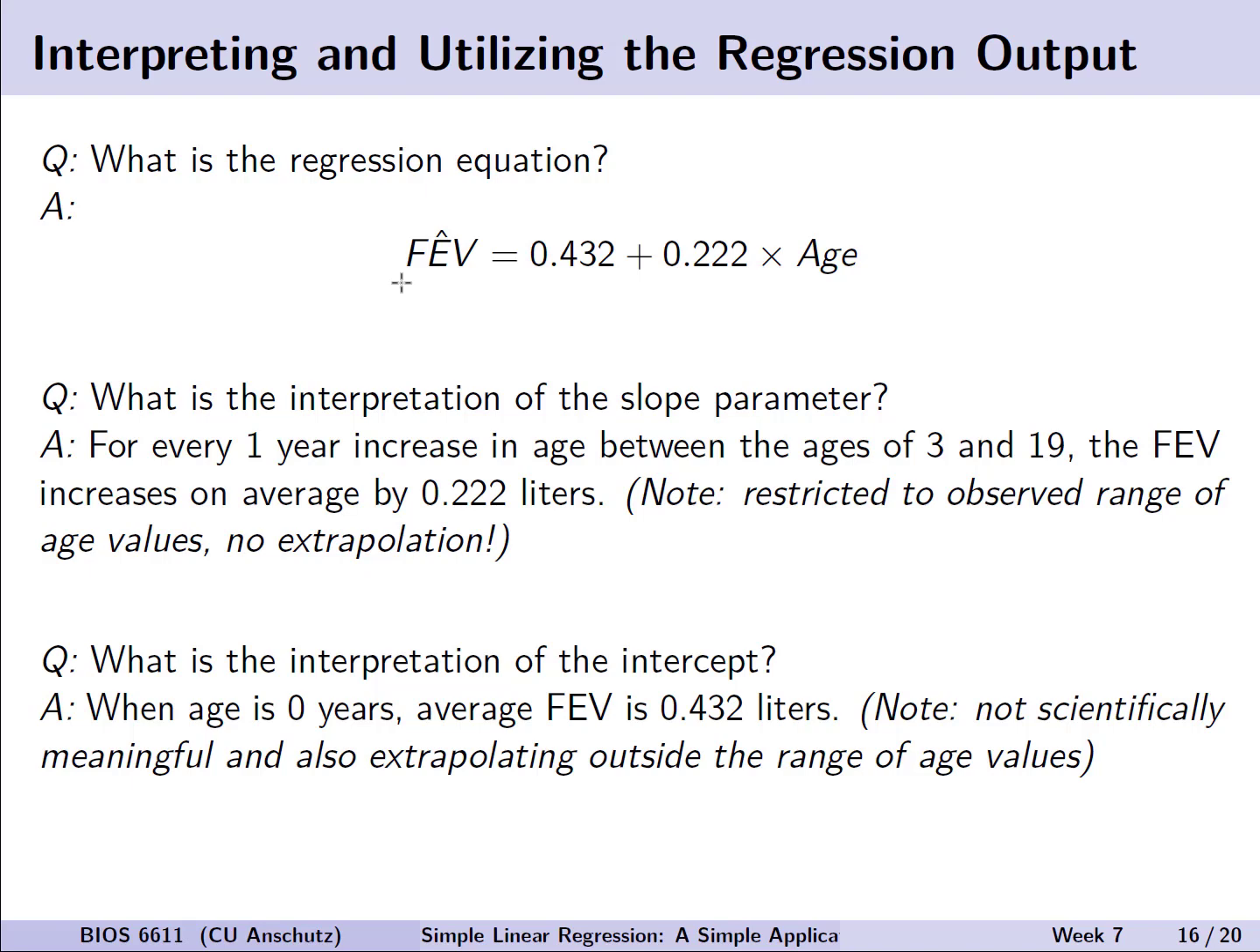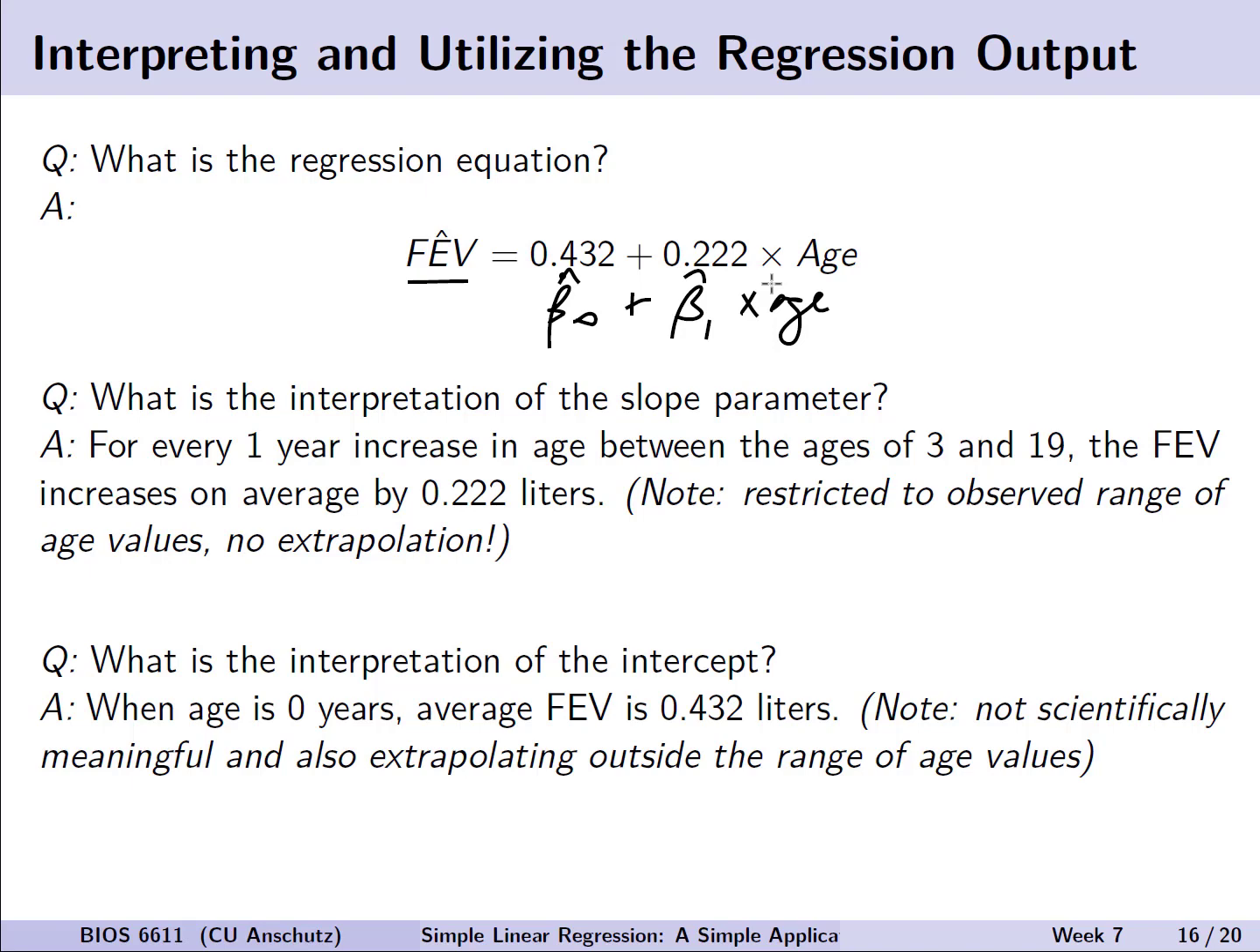And we see here we can denote FEV hat, our predicted FEV based on our data set and fitting this simple linear regression model, is our beta naught hat value plus beta 1 hat times age. So that's 0.432 plus 0.222 times age, just taking that information from that regression coefficient table and plugging it into this equation framework.